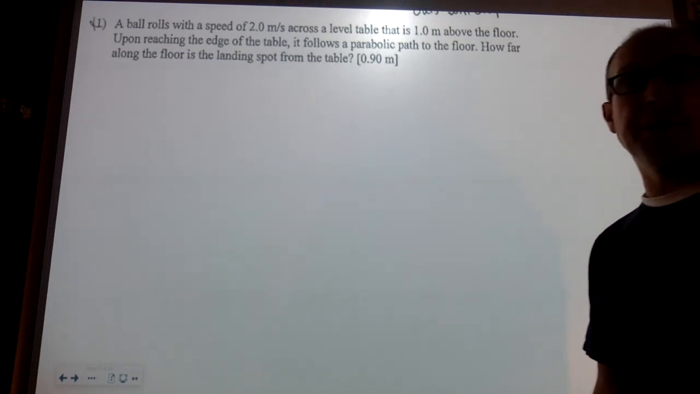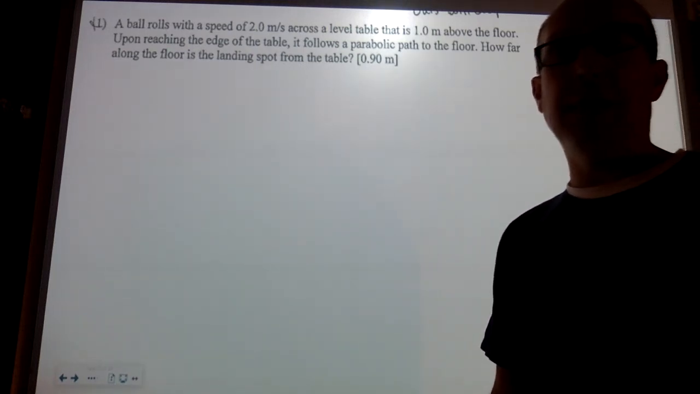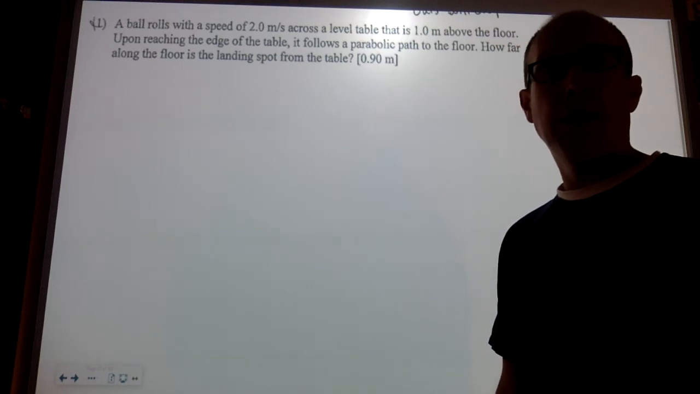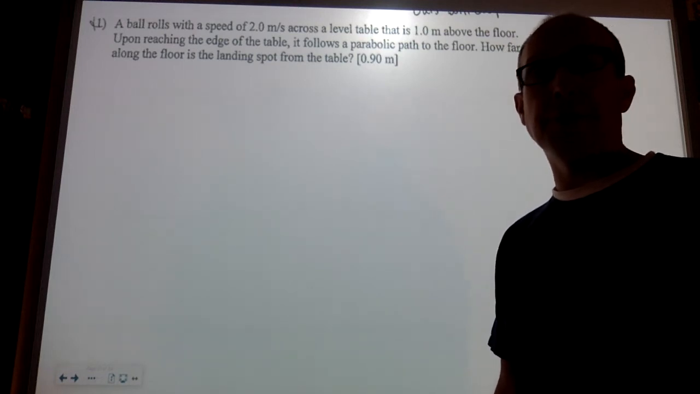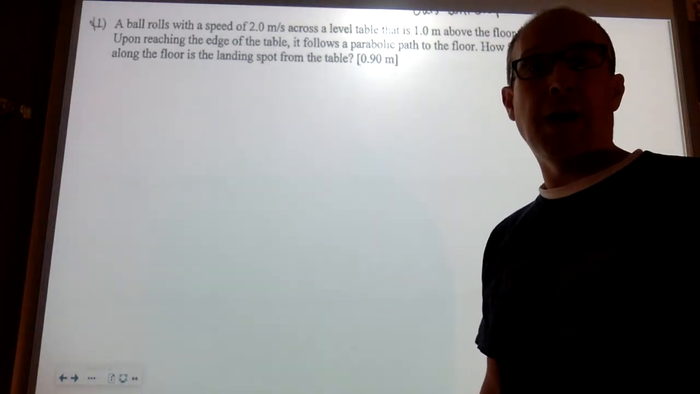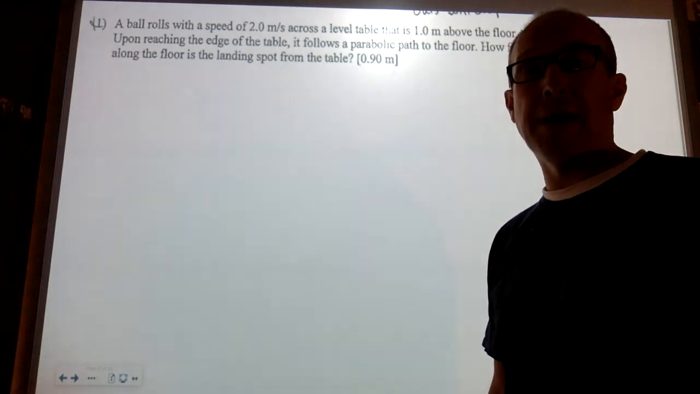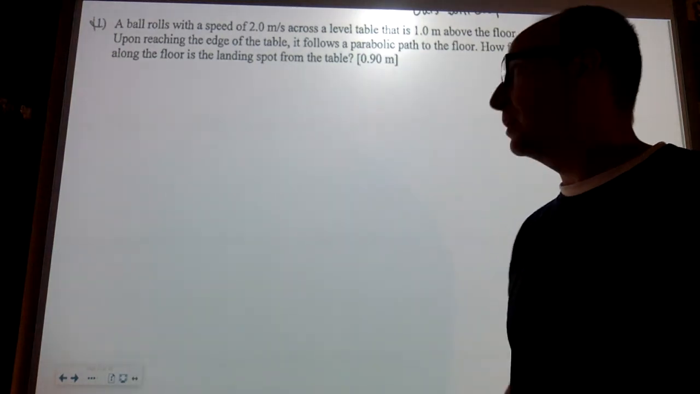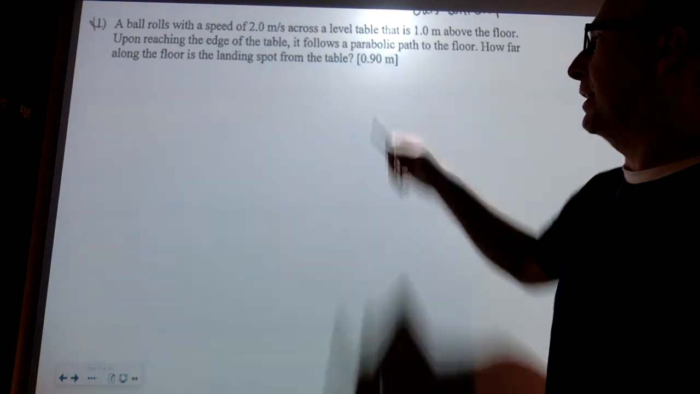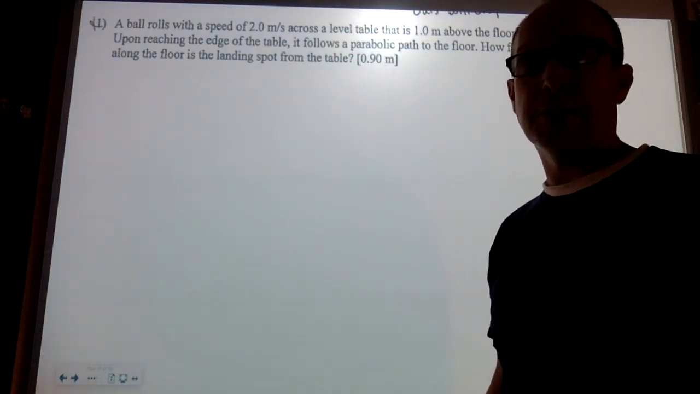A ball rolls at the speed of 2 meters per second across a level table that's 1 meter above the floor. Upon reaching the edge of the table, it follows a parabolic path to the floor. How far along the floor is the landing spot from the table? And you guys, they're giving you the answer.